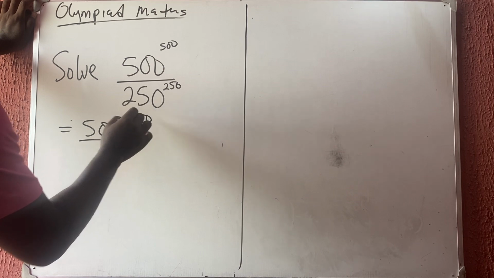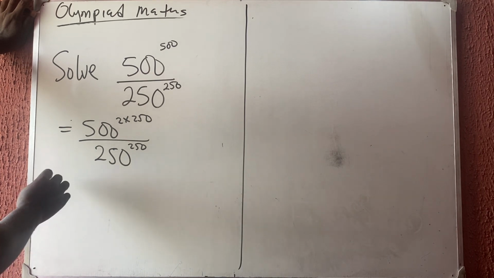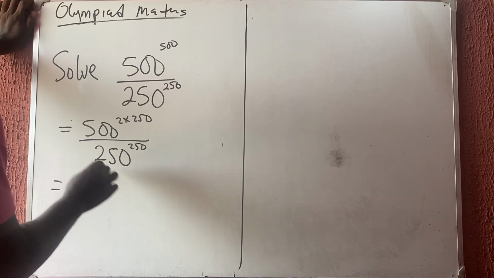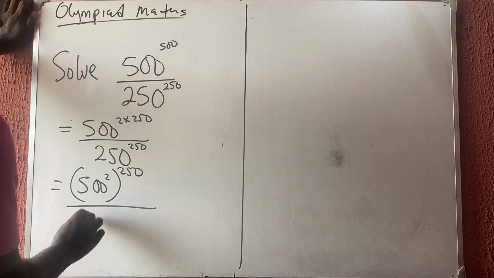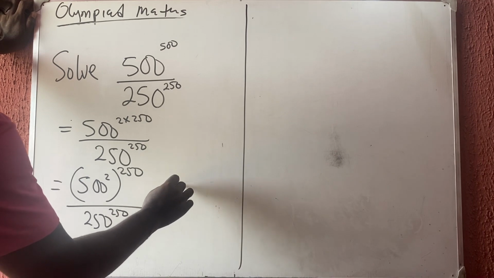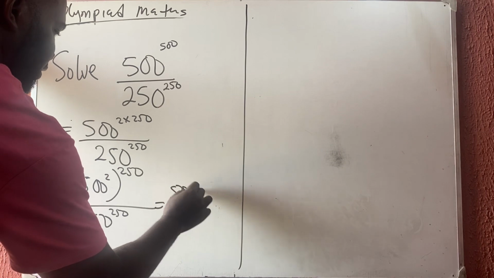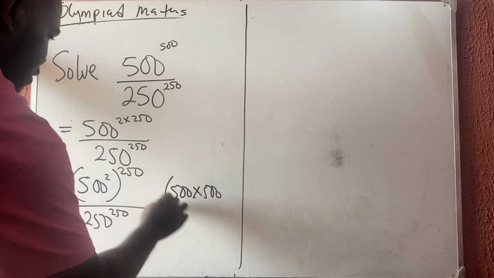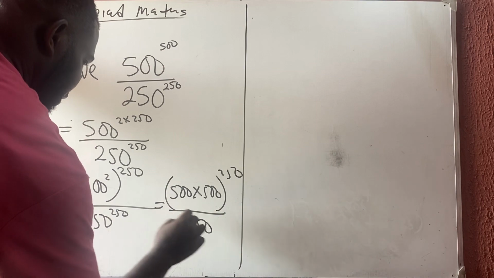All over 250 raised to power 250. Now, do you know that this thing is saying 500 squared, then raised to power 250, divided by 250 raised to power 250? Now, 500 raised to power 2 is 500 times another 500, all raised to power 250, divided by 250 raised to power 250.